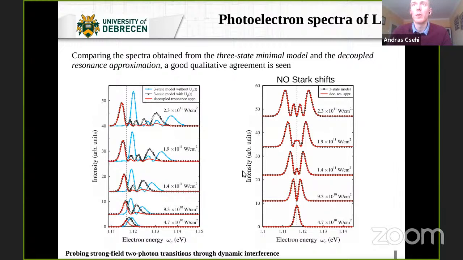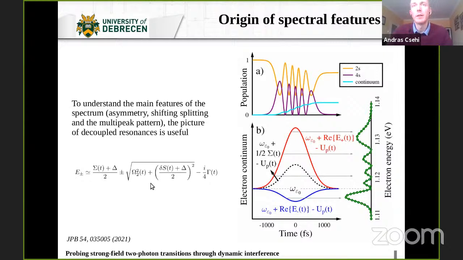To further analyze and understand the origin of the spectral features, it is good to look at the analytical results, and this we can see here. So here I'm showing you again the energies of the resonances, which I showed you before.